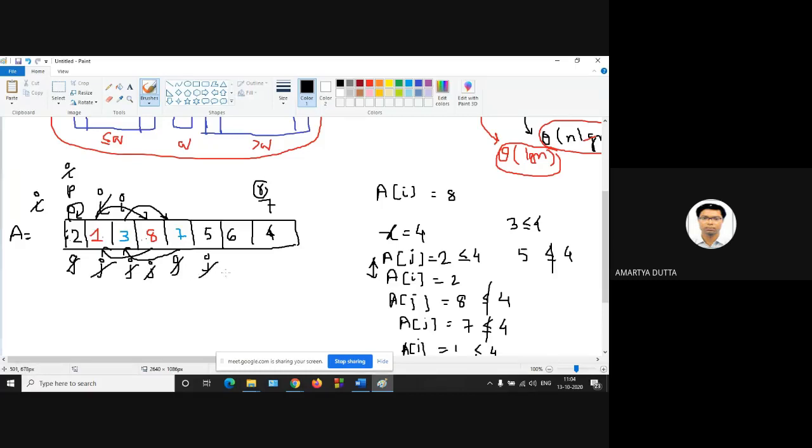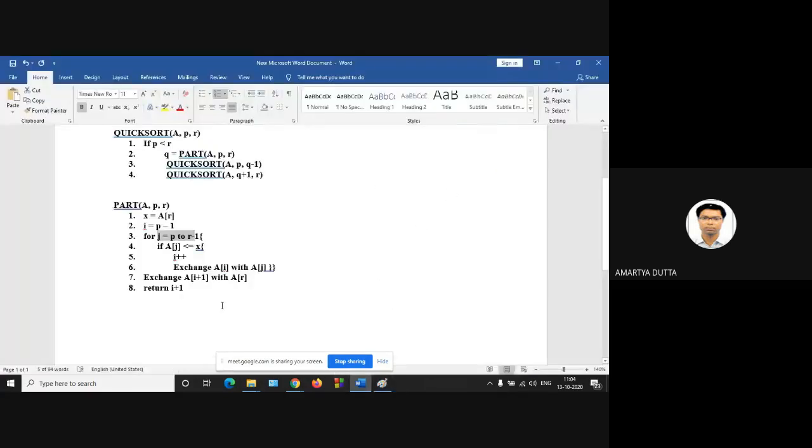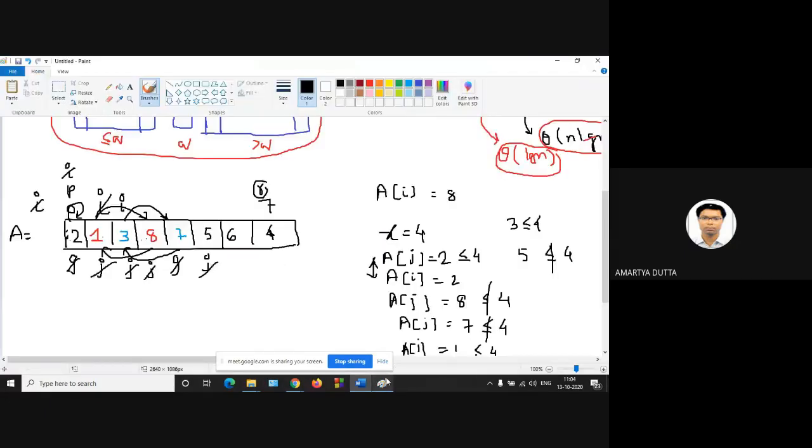Don't enter the if block. So these three lines will not be executed. So you have to increase this j to position 6. So 6 is less than or equal to 4? No, false. Now this will be your r minus 1. j will end at this position. So this is the final position of j.